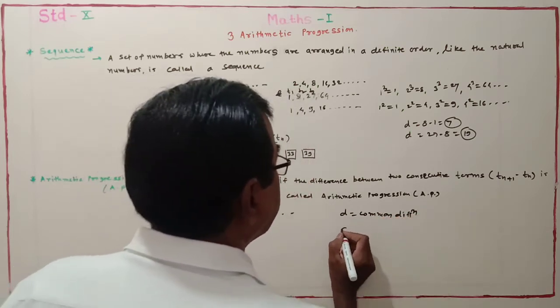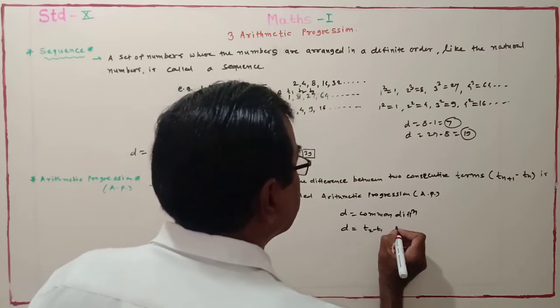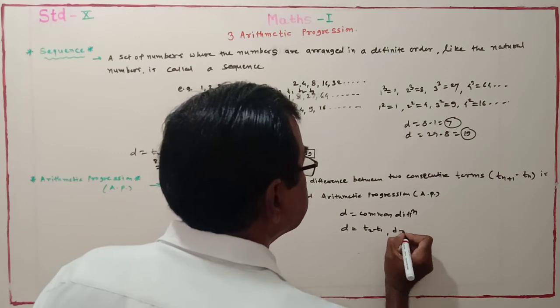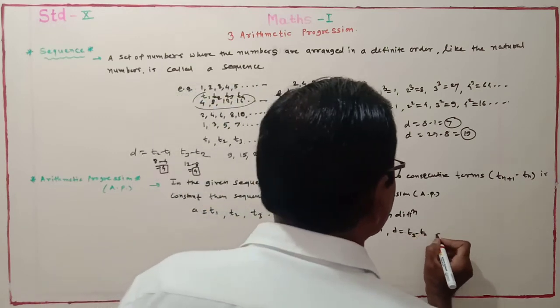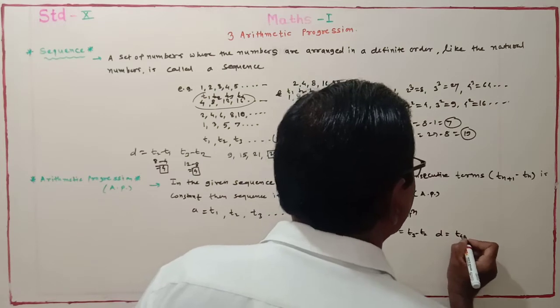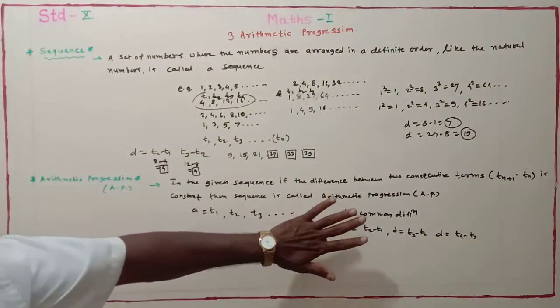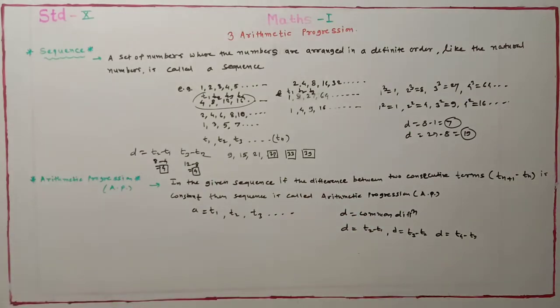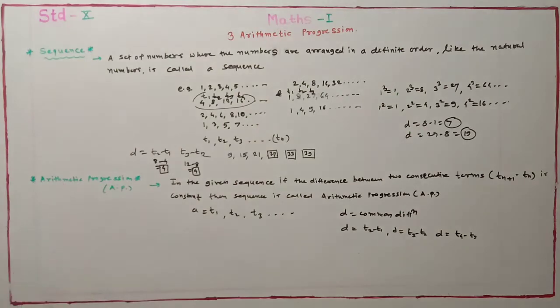D is equal to T2 minus T1, D is equal to T3 minus T2, D is equal to T4 minus T3. If these D are constant, then the given sequence is an arithmetic progression.